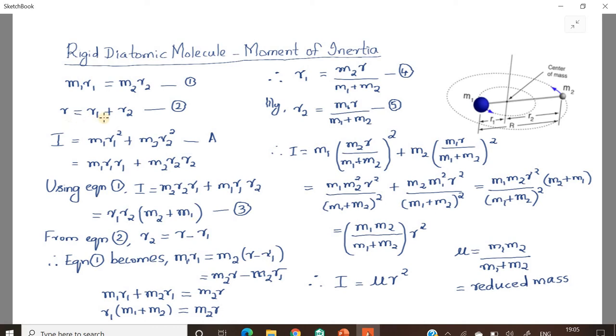In equation 2, R equals R1 plus R2, or we can write R2 equals R minus R1. Substituting the value of R2 in equation 1, we can write M1 R1 equals M2 into R minus R1, which is equal to M2R minus M2R1. On rearranging, we can write M1 R1 plus M2 R1 is equal to M2R, or R1 into M1 plus M2 equals M2R. Therefore, R1 is equal to M2R by M1 plus M2.